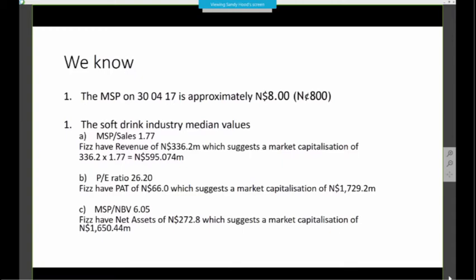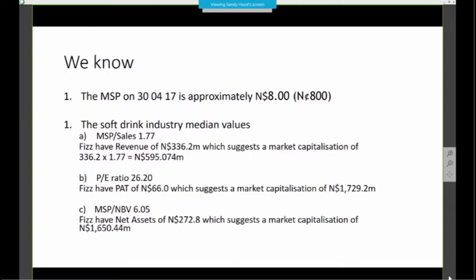So we've got the ratio of the share price to the sales ratio, the ratio of the share price to earnings, and the ratio of the share price to book value. And so I applied them here with a market share price over sales of 1.77. Fizz, with total revenue of 336.2 million, would be expected perhaps to have a market capitalization of just under 600 million.